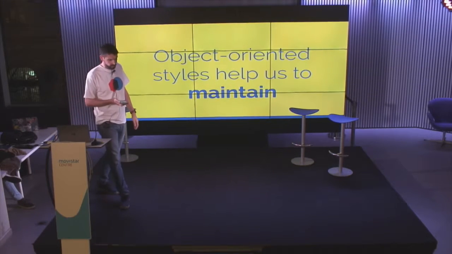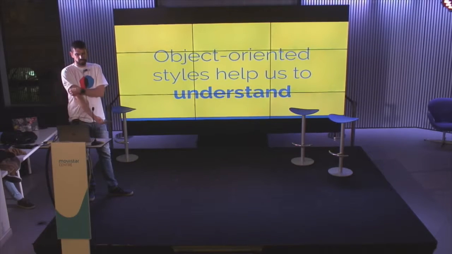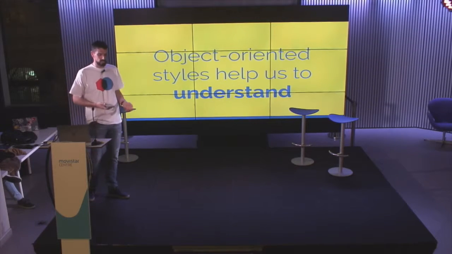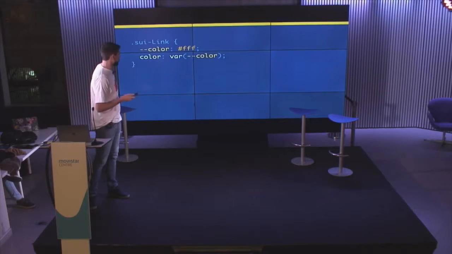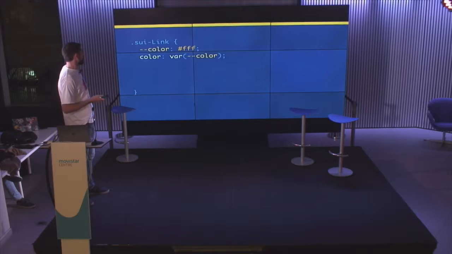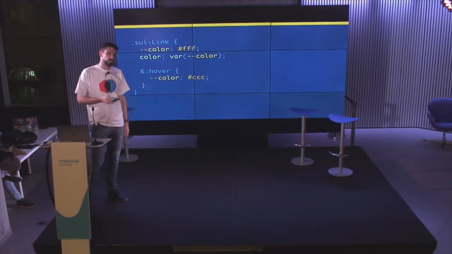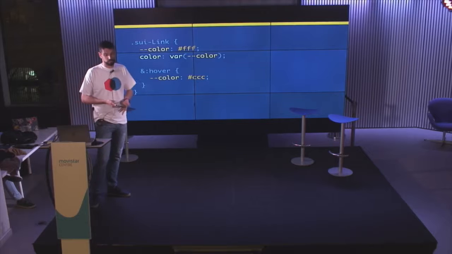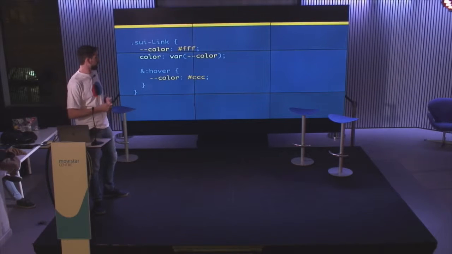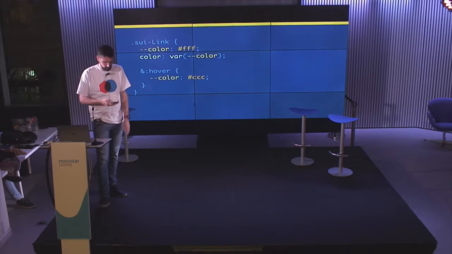So object-oriented styles help us to maintain and to understand the code. In this example, we have a swi-card that is using the nesting selectors of SASS. This is a very basic feature of SASS, and I think it's very important to keep using it.